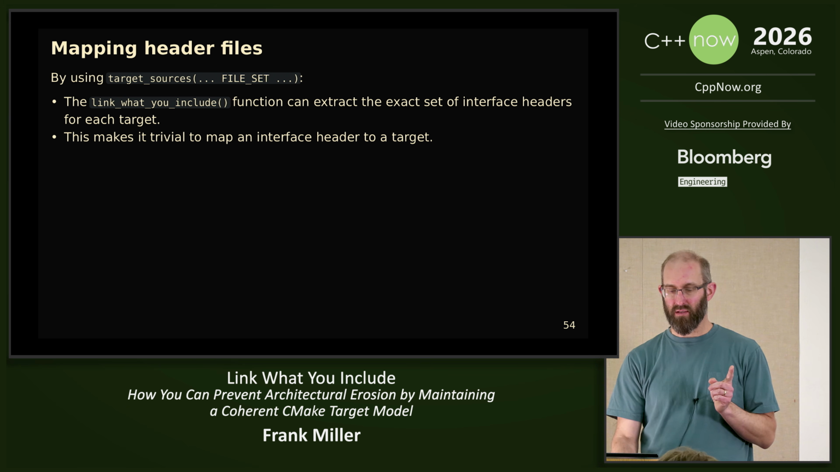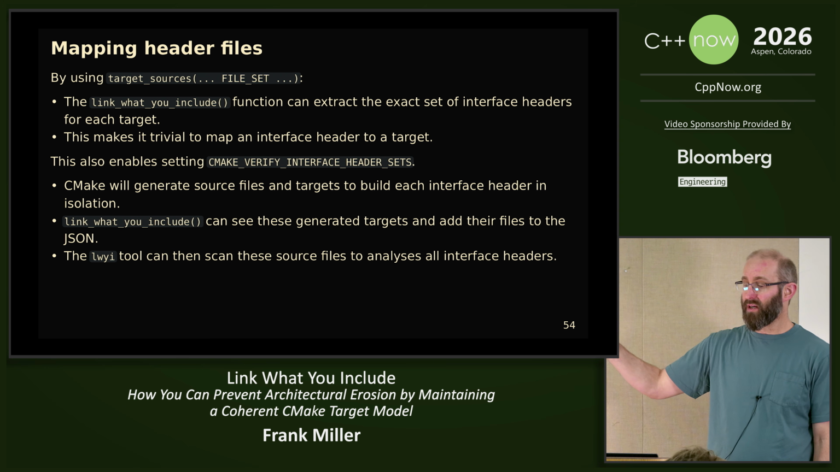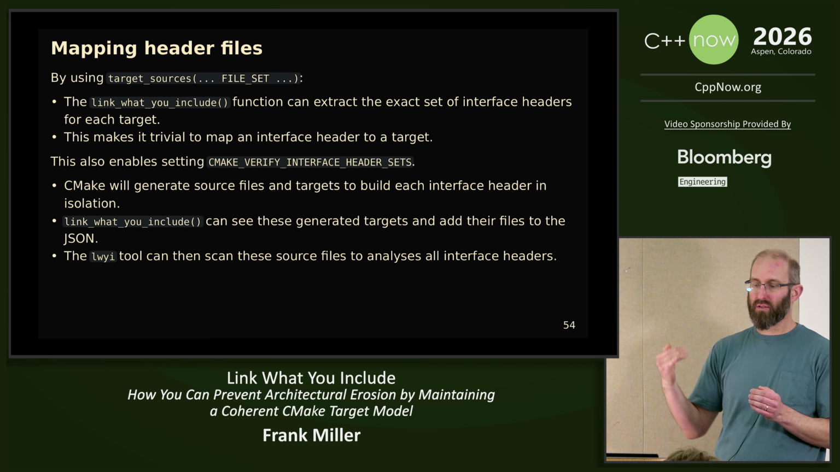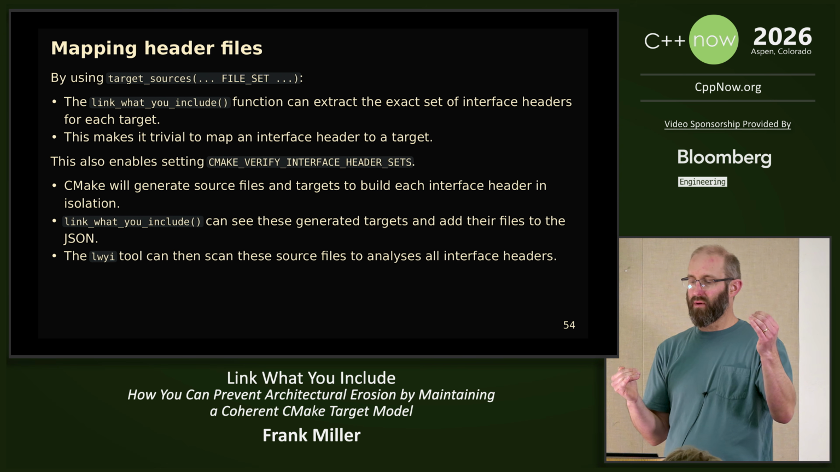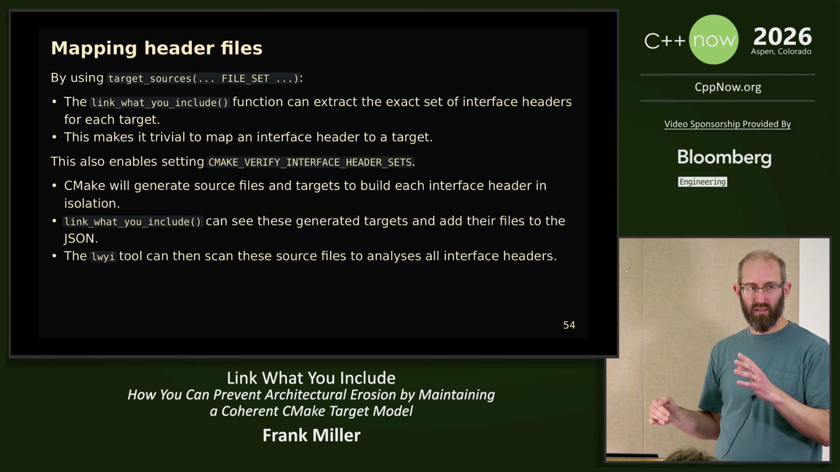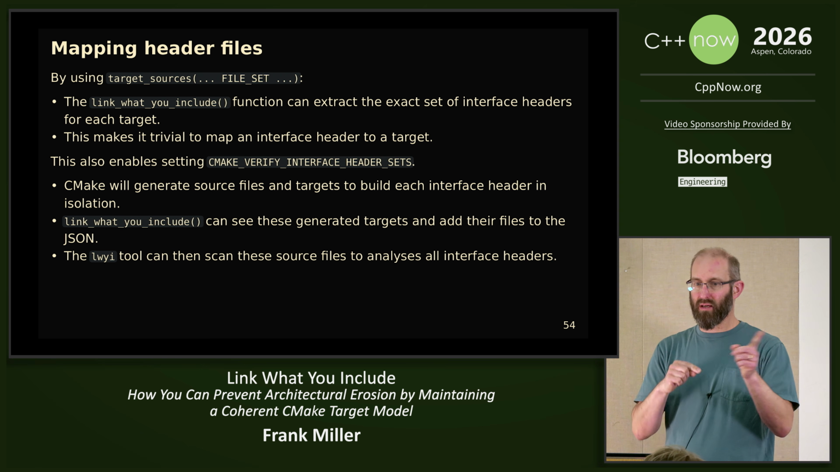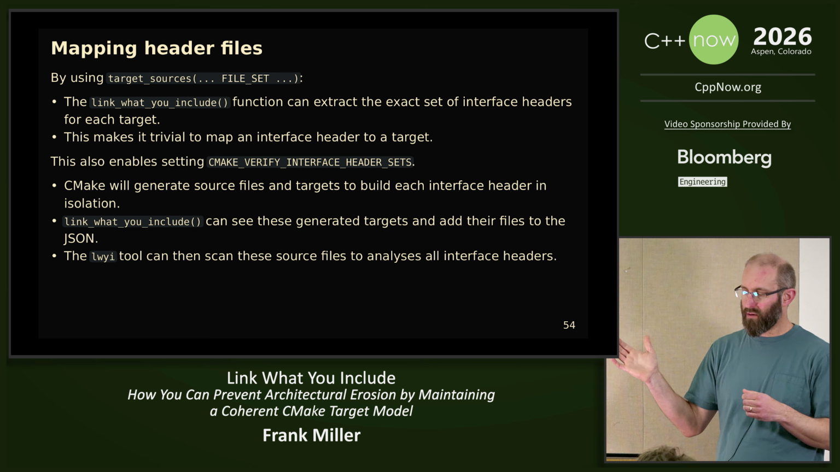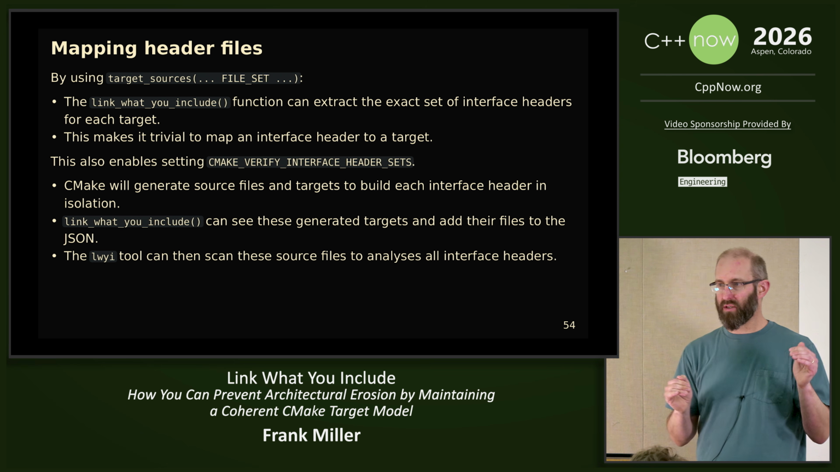The other thing that this provides is that we can set this CMake feature, verify interface header sets. Now this is nice. Since CMake knows about your interface headers, it can generate source files that include one header at a time, and then generate a target that builds these as an object library, so it's not linking to anything, and it does all of the right things like linking to the library so we get the usage requirements, and turning off your precompiled header if you're using it. So it's just building these headers in isolation.